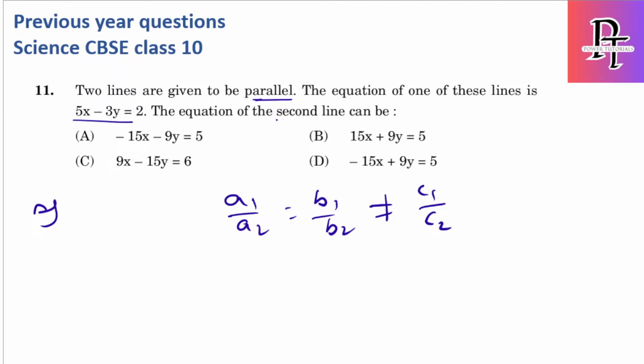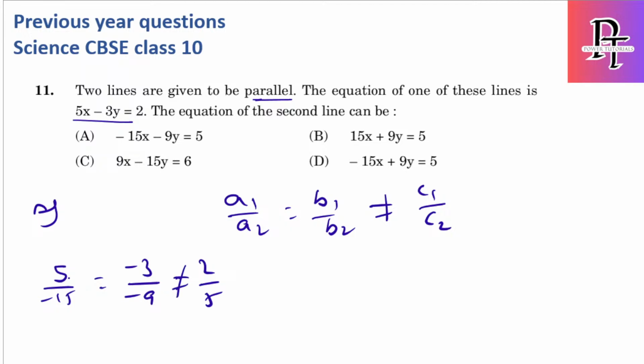So we have one line, we need to get the another line. Okay, so just compare each ratio, that a1 by a2 should be equal to b1 by b2 and not equal to c1 by c2. Okay, so let's see for A option. 5 by minus 15 should be equal to minus 3 by minus 9, and should not be equal to 2 by 5.